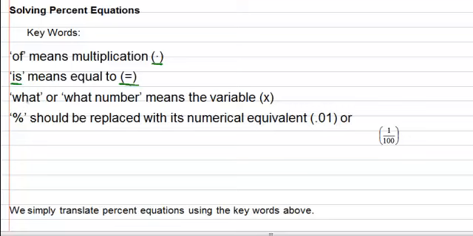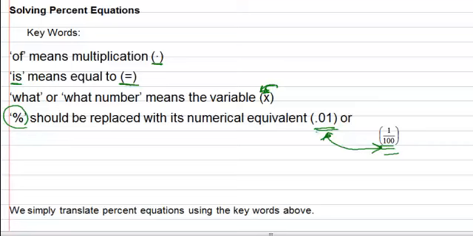Then this can be expressed a variety of ways, but it's the question mark, the "what" or the "what number," because that's our variable. And the percent, of course, has to be replaced with something numerical. We have 2 choices. We can put in 0.01 or we can use 1/100th. Remember, 0.01, if we were to read that, would read 1/100th. So these are exactly the same, except they're expressed one as a decimal and one as a fraction.